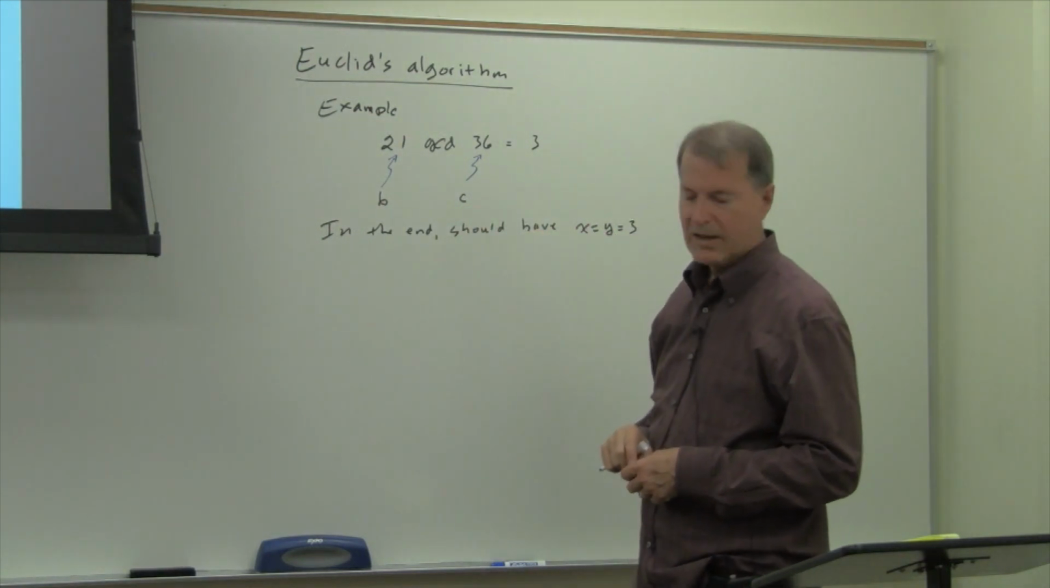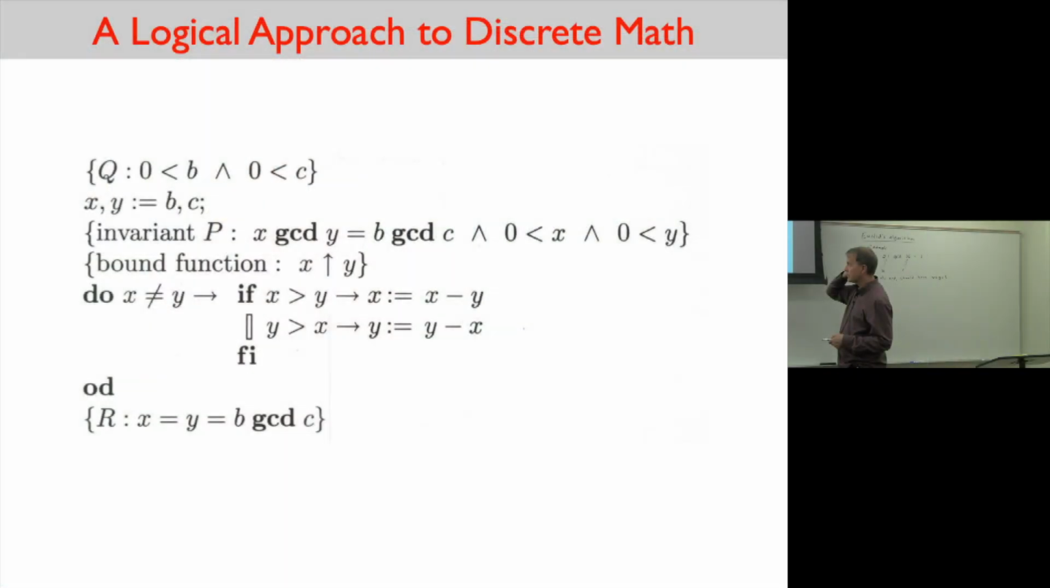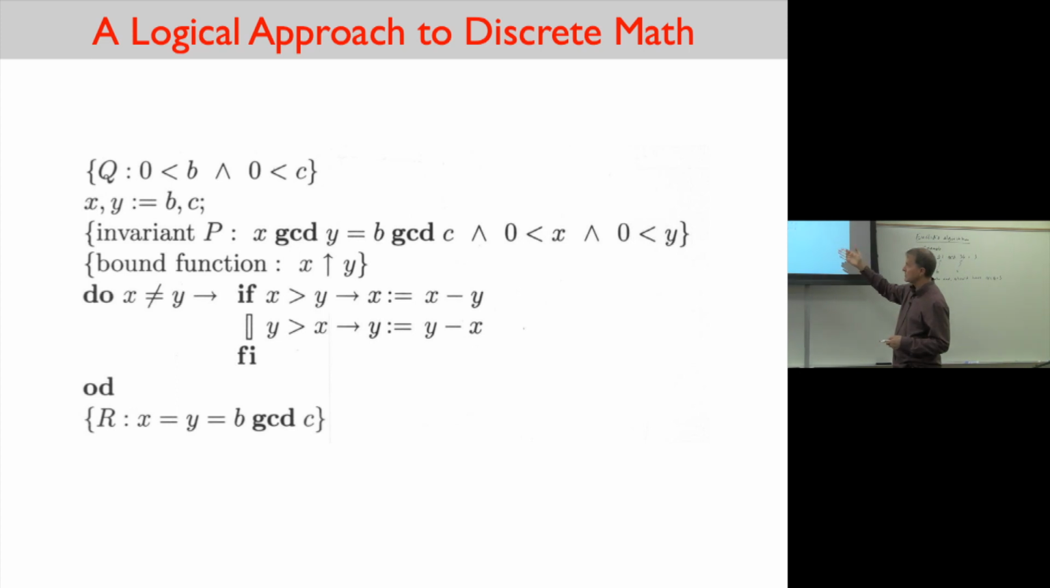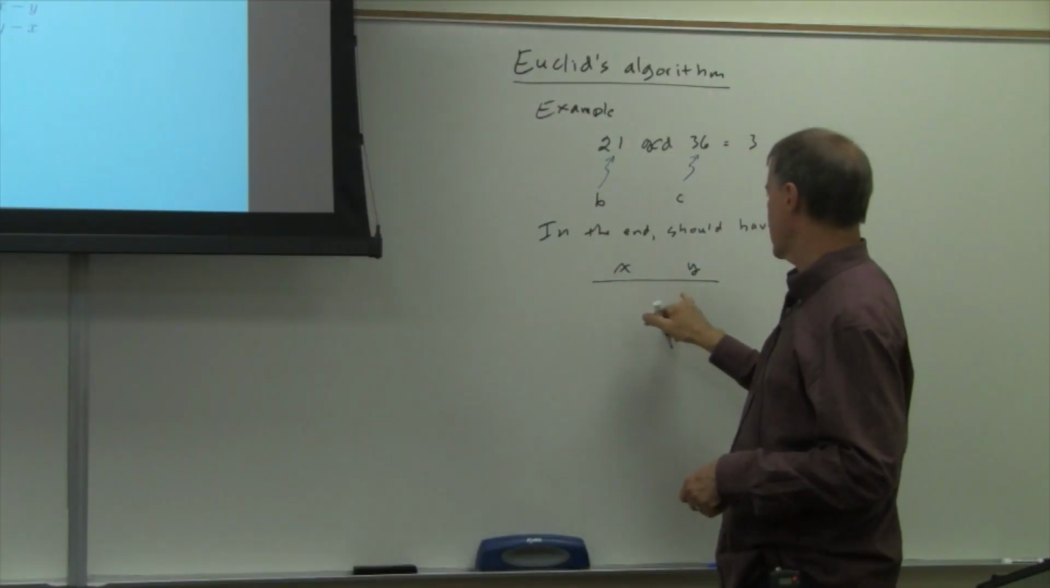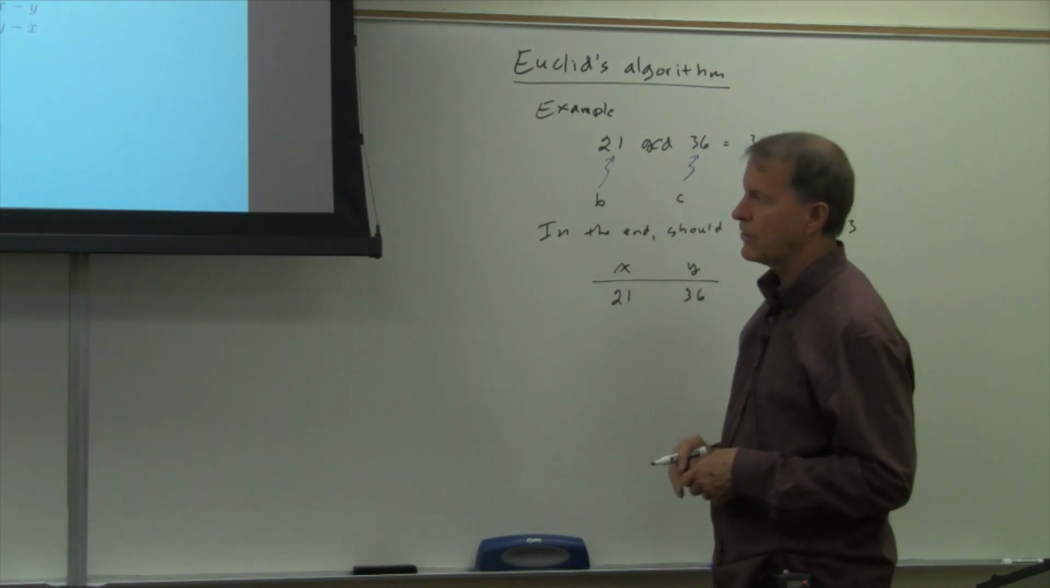Now, the way we're going to do this, I wish that our author would tell us the types of X and Y, but the types of X and Y are int. So it's int X, Y. Let's just trace out the values. Here's X and here's Y, and we are going to assume that B and C are 21 and 36. So the very first thing that happens is X, Y gets B, C. So what does that give to X and Y? 21 and 36. Are you with me?